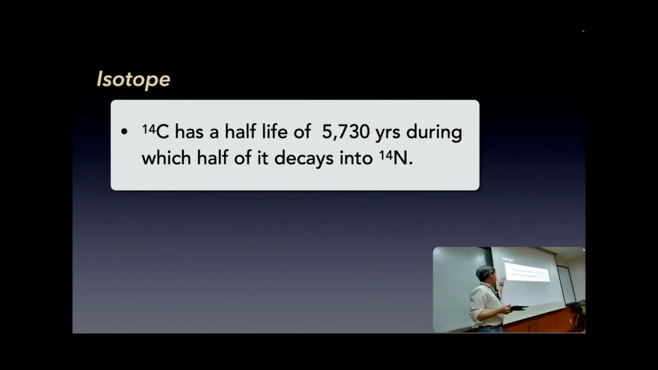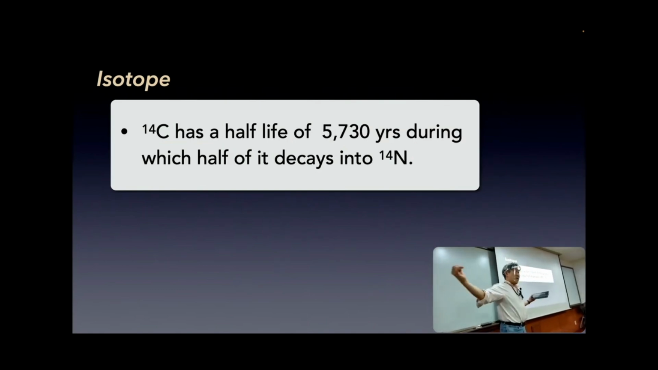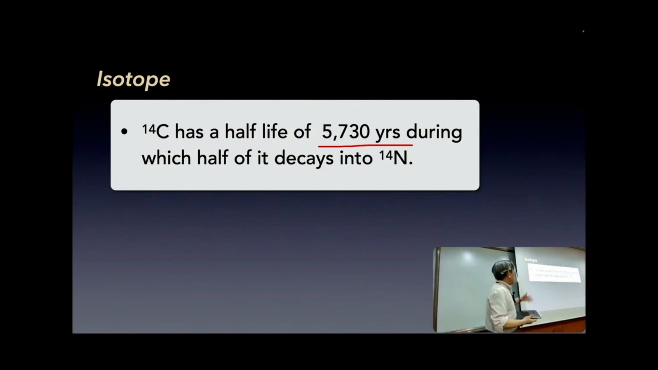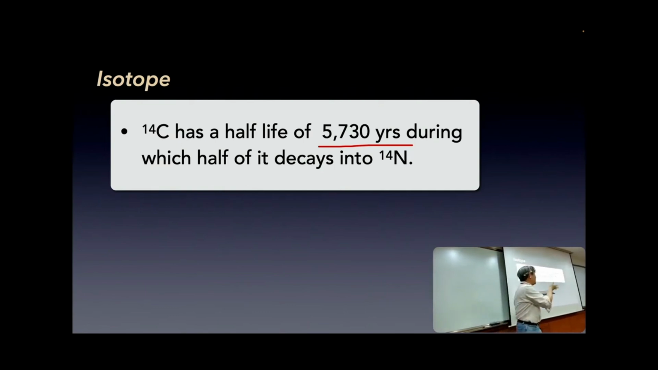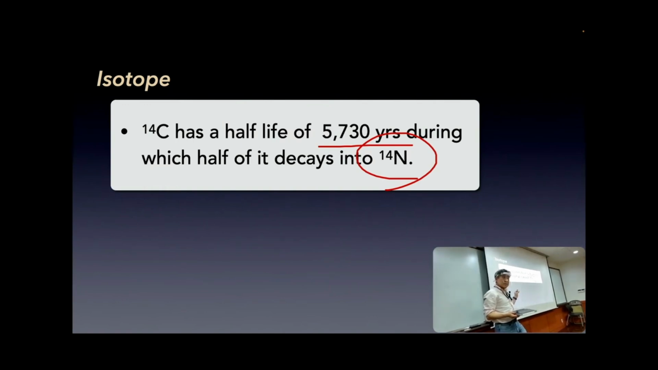And in the case of C14, it has a tremendously longer half-life. So its half-life is 5,730 years. In other words, if we had 1 gram of C14 radioactive carbon, it will take 5,000 years until half of this will become non-radioactive nitrogen, and still another half will remain as radioactive C14.